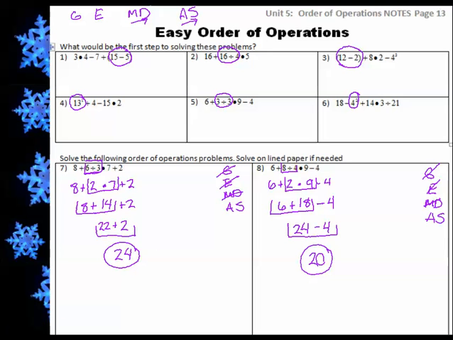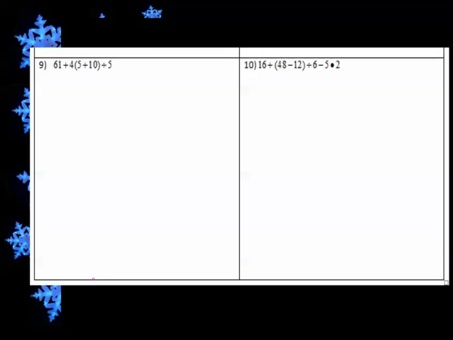Let's look at the bottom two. Try number 9 by yourself. When you're ready, unpause the video and we'll check it together. Okay, now that you've solved it, let's go over it together.